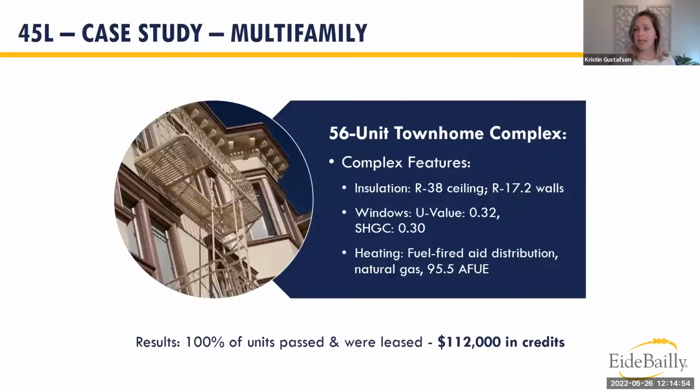And then another case study, this time for multifamily. This was a 56-unit townhome complex. Again, similar sort of complex features, highly insulated walls and roof, well-performing windows, and then a good performing heating system. As a result, 100% of the units passed and were leased, resulting in $112,000 of credits to the building owner.